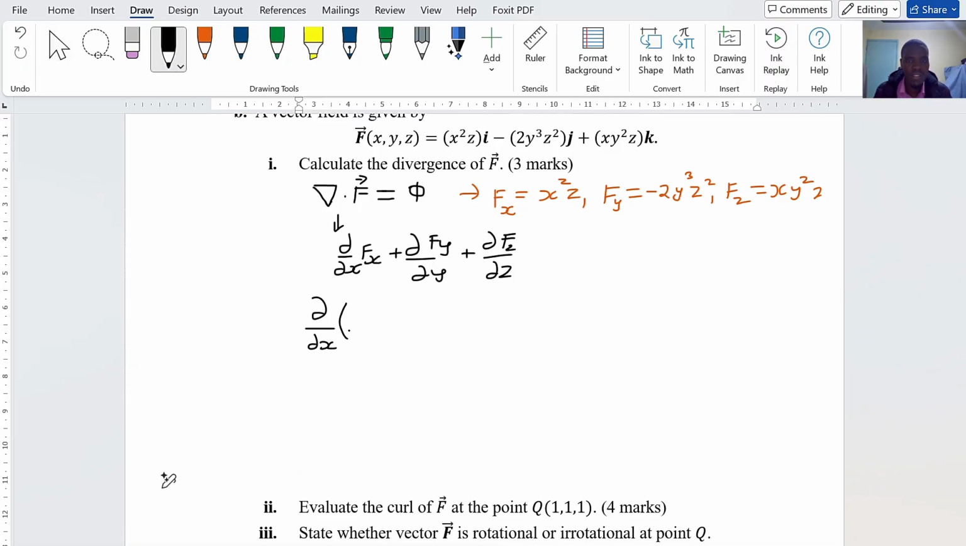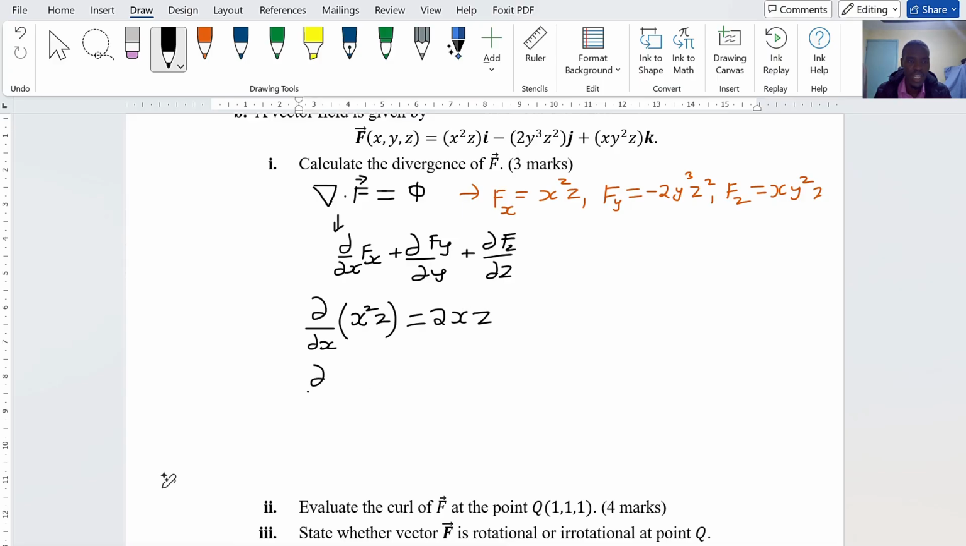So we are going to find d/dx of fx, which is x squared z. Remember, the divergence operates on the vector to give us a scalar, so these are dot products. So i dot i, j dot j, k dot k is equal to 1, and we don't have i's, j's and k's in the result. When we do this, we observe only x. We don't touch z. The power is 2. We multiply by the power first using the power rule, then we subtract 1, and then we have z.